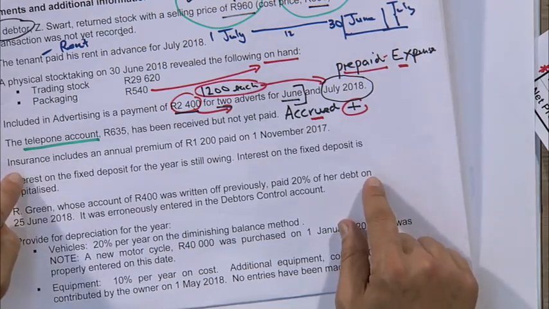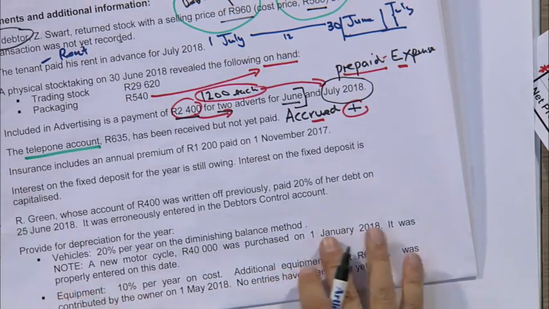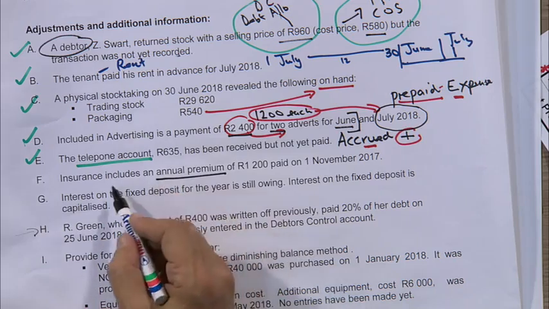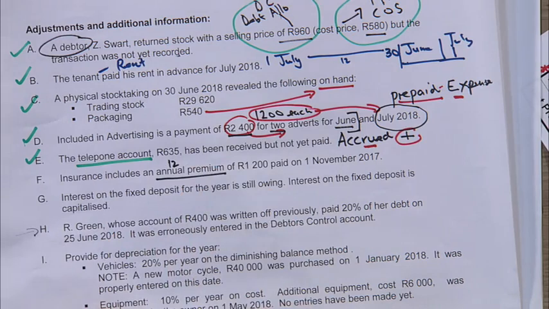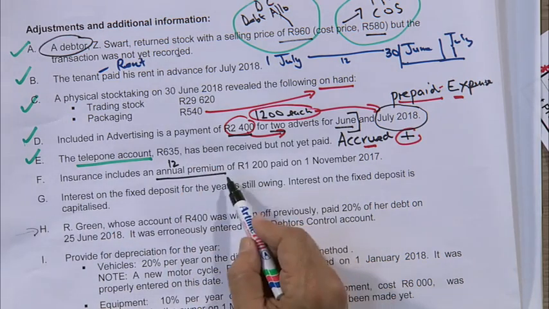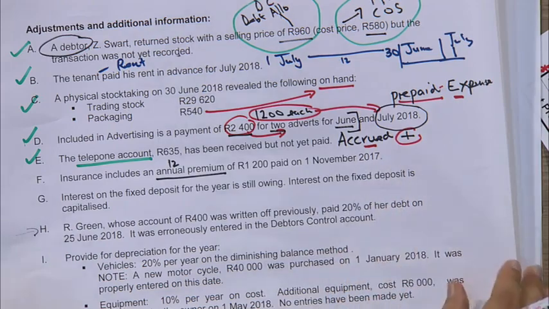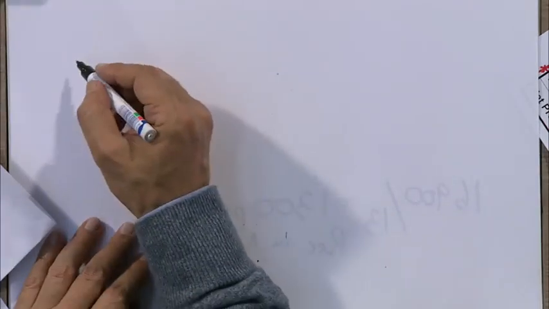What does it say? It says insurance includes an annual amount. Okay, let me just underline the important words here. Insurance includes an annual. So the word annual tells me immediately it's 12 months. Okay, and it was paid on the 1st of November 2017. So let's draw a timeline for this one.